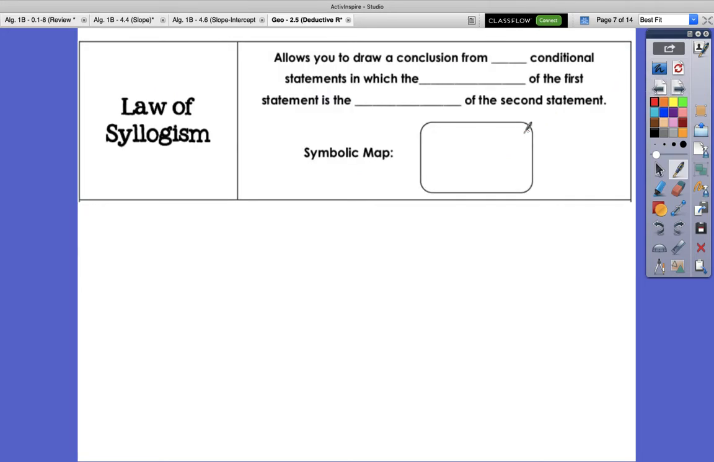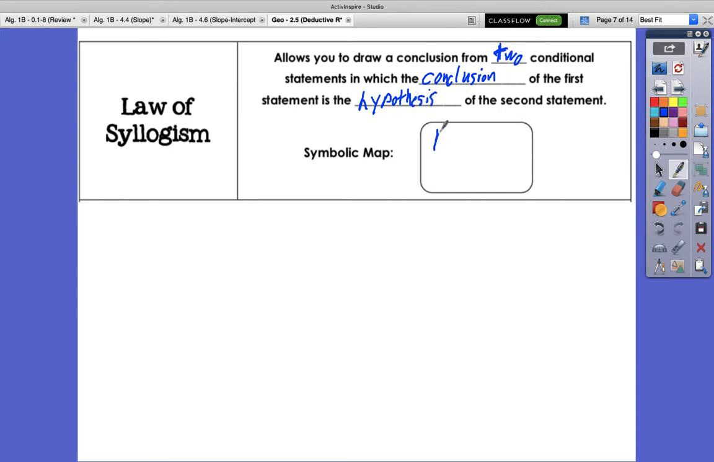Continuing on, now we're going to talk about the law of syllogism, and we'll finish up the video after we write down what the law of syllogism is. So the law of syllogism, as a mouthful, allows you to draw a conclusion from two conditional statements, in which the conclusion of the first statement is the hypothesis of the second statement. So how one of them ends is how the second one starts.